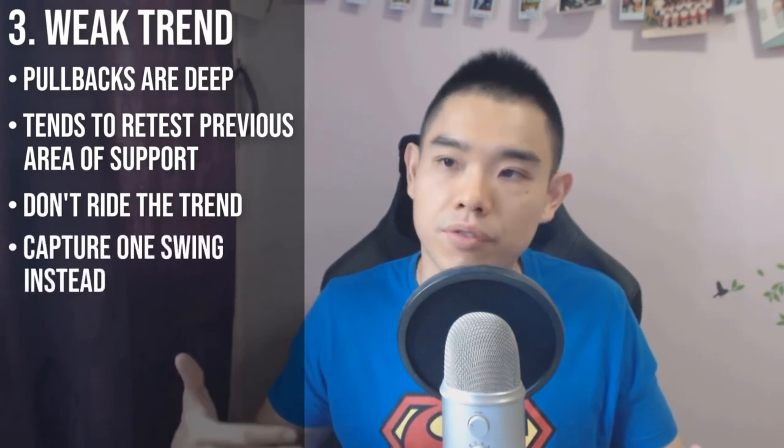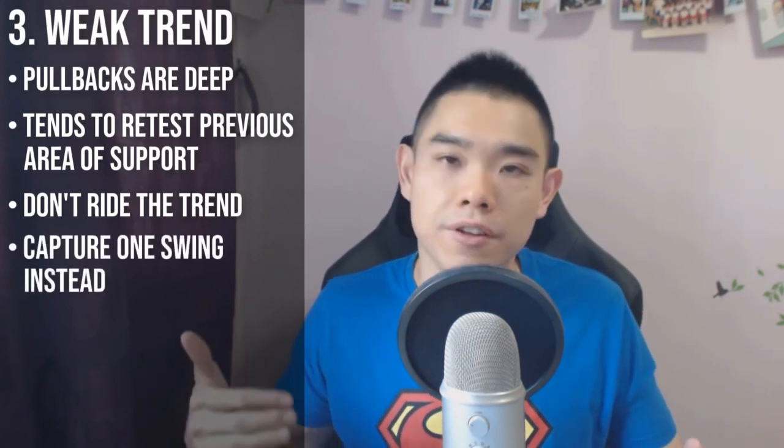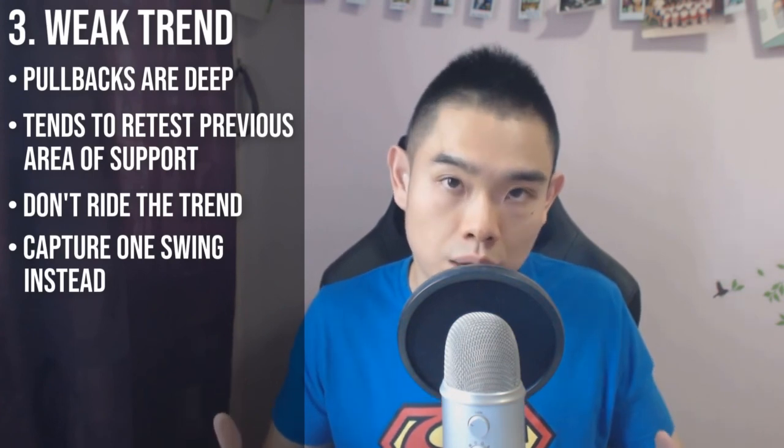Also in a weak trend, usually I don't try to ride the trend. The reason, again, is that the pullback is very deep, and it's difficult to hold those types of trades in a weak trend. So I much prefer to just capture one swing. Consider taking profits at the previous swing high, or the first market structure that it comes into contact with. So these are the three different types of trends that you want to be aware of.